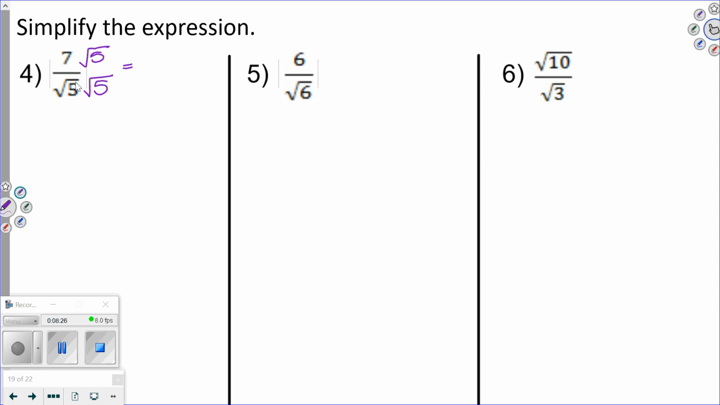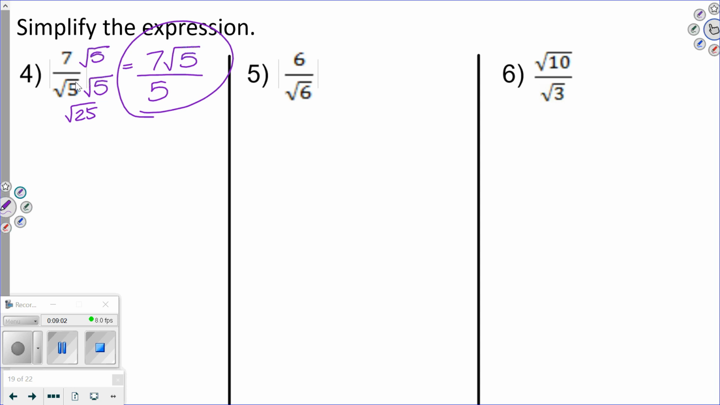So on the top, what is 7 times radical 5? 7 radical 5, good. On the bottom, what is radical 5 times radical 5? It's radical 25, which is 5. Can I simplify 7 over 5? Nope, so that means I am done. Okay, I cannot leave a radical in the denominator. So if you have an answer that you're going to circle on your page and there's a radical in the bottom, wrong. I don't have to look at anything else, I just know it's wrong.